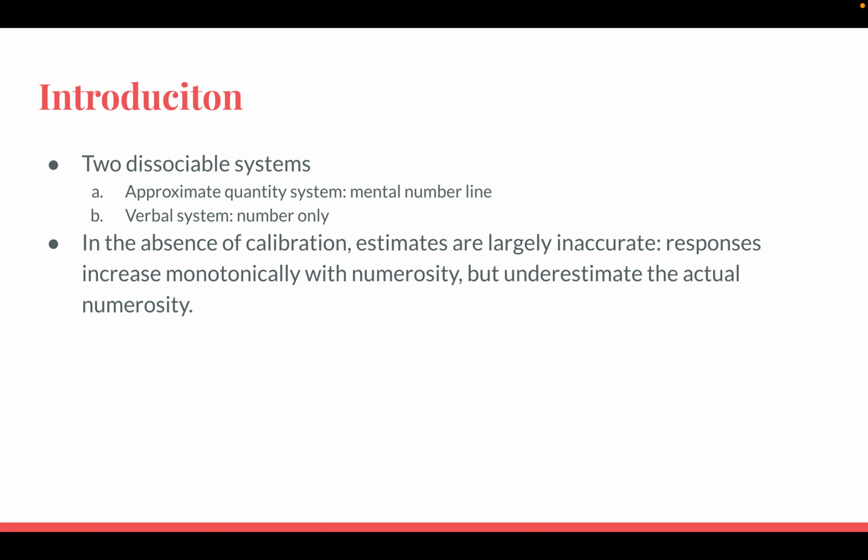Observers were asked to estimate the approximate numerosity of dot arrays. They show that, in the absence of calibration, estimates are largely inaccurate. Responses increase monotonically with numerosity, but underestimate the actual numerosity.